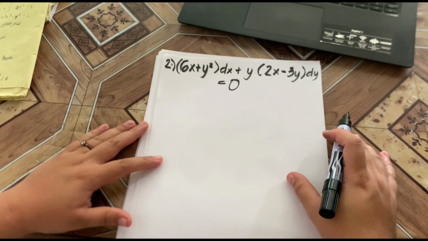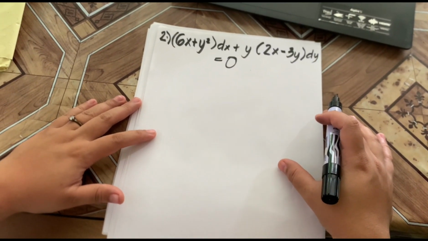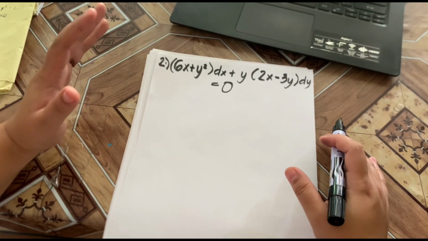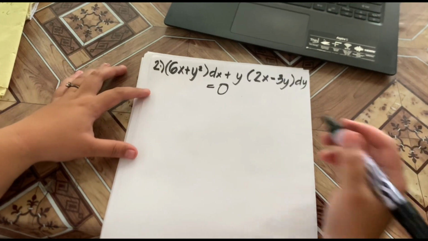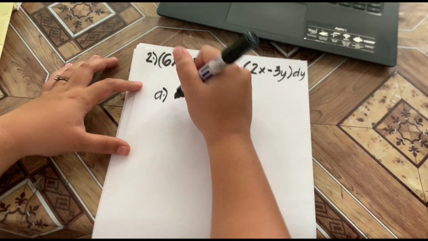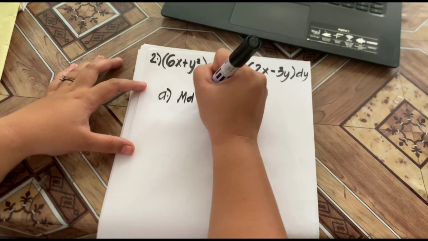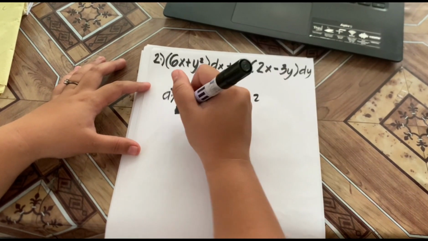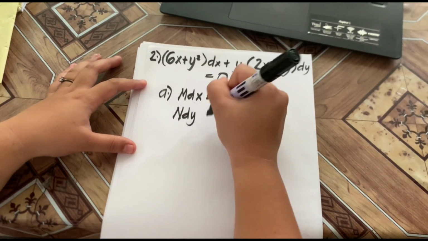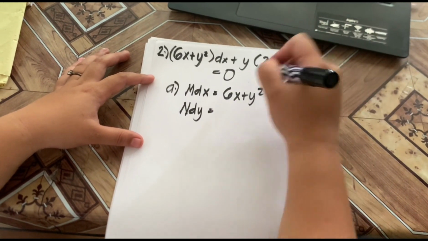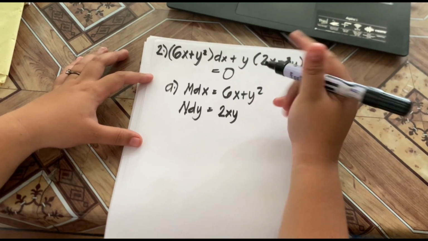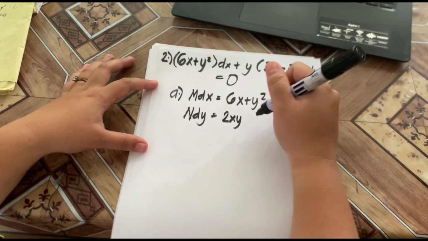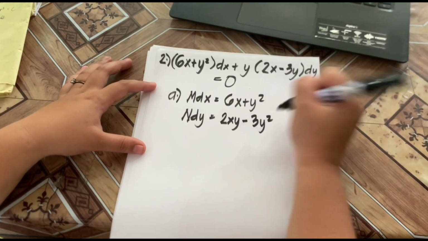Okay, for our second assessment, we have the equation 6x plus y squared dx plus y, quantity of 2x minus 3y dy equals 0. So first of all, we have to find our M dx and our N dy. Our M dx here is 6x plus y squared. And for our N dy, we have an equation of 2xy, since we are going to distribute y in each term, so we have 2xy minus 3y squared.